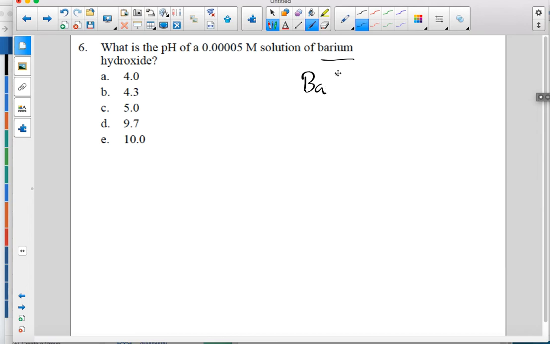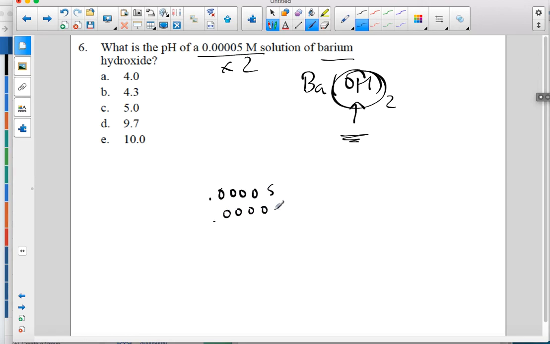Next question says, what's the pH of a solution of barium hydroxide? They love to use barium hydroxide on the AP exam because you get the double OH. Woot, woot, woot. You get double the OH. So the first thing I have to do is multiply the molarity times 2. So I'm going to go 0.0005 and 0.0005, add it together, I get a molarity of OH minus. Now I know what you're thinking. How do they expect me to do this without a calculator? Scientific notation rocks on this test.